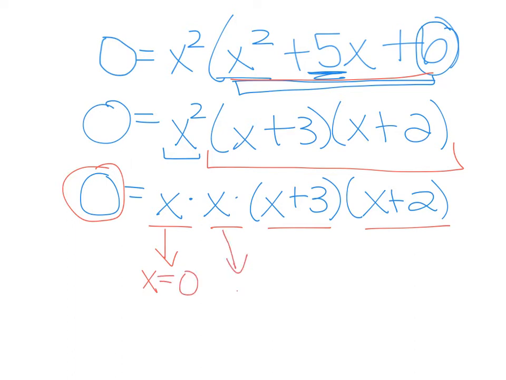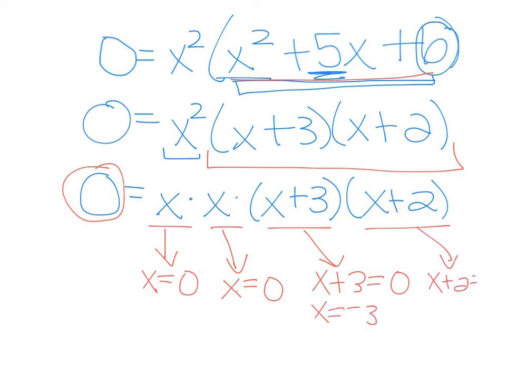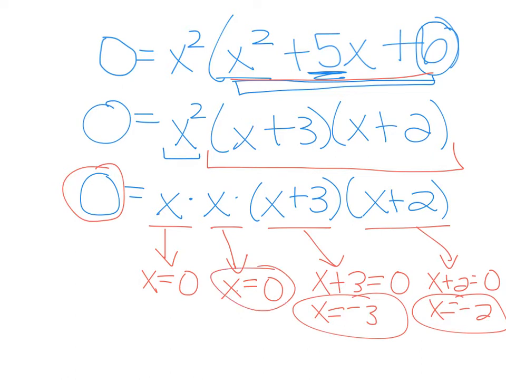So I get x equals 0 and x equals 0 on the first two factors. When x plus 3 is equal to 0, that means x is equal to negative 3. And x plus 2 equal to 0 means x equals negative 2. And from there, I have 4 zeros for this function.